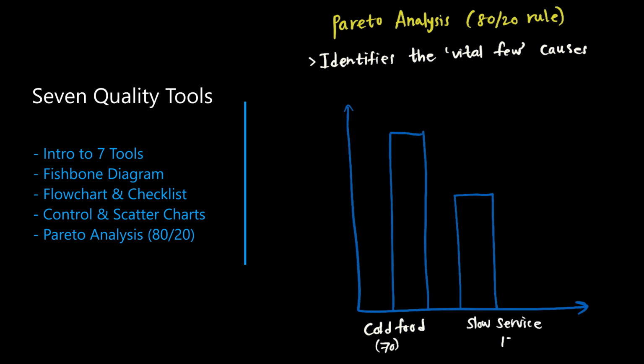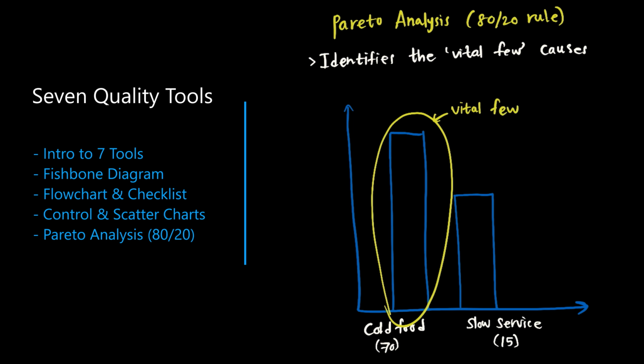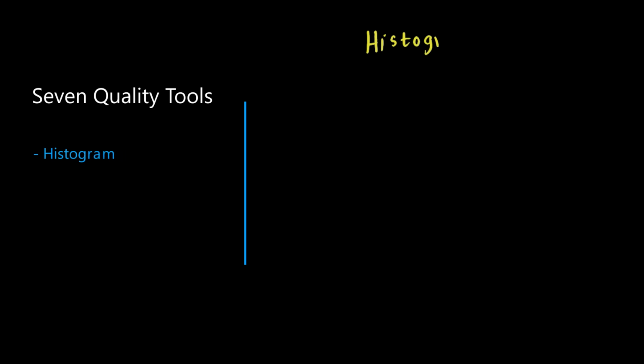70 are for cold food, 15 are for slow service, 10 are for wrong orders, and 5 are for rude staff. The Pareto chart would make it visually obvious that the most important problem to solve, the vital few, is the cold food. Finally, we have the histogram.